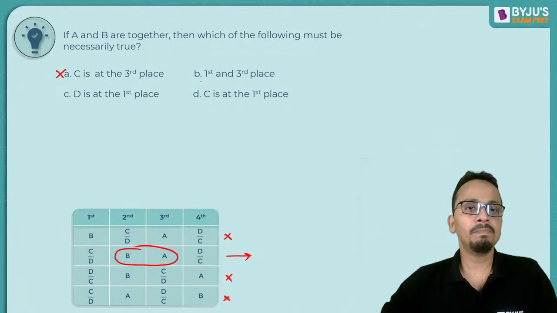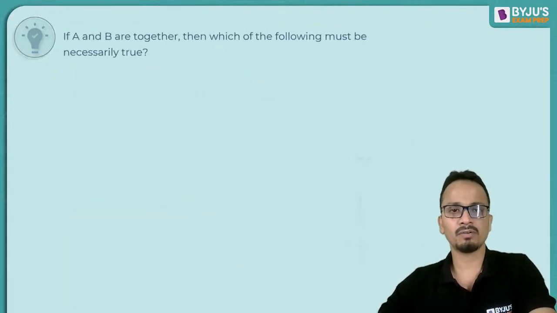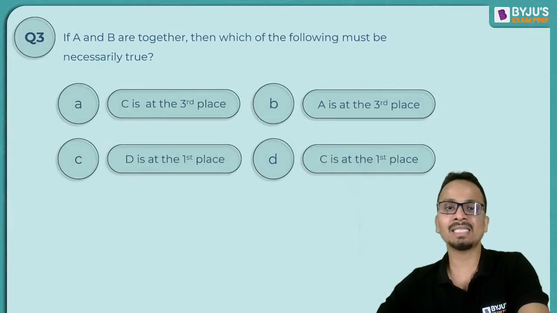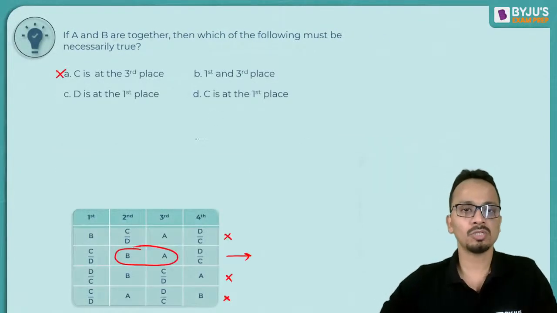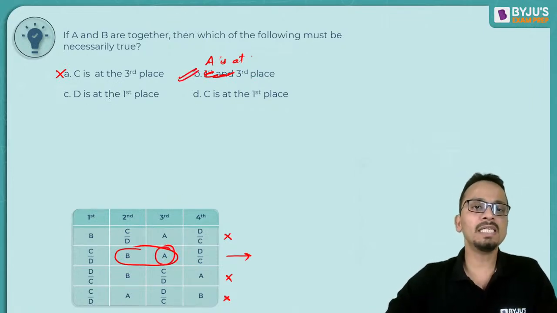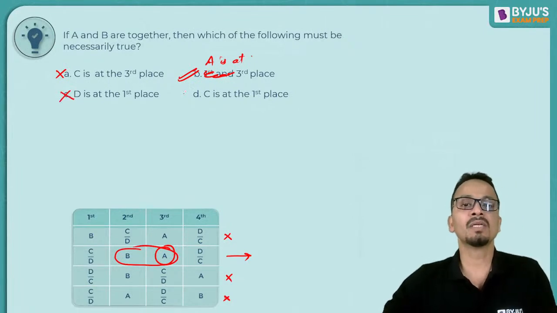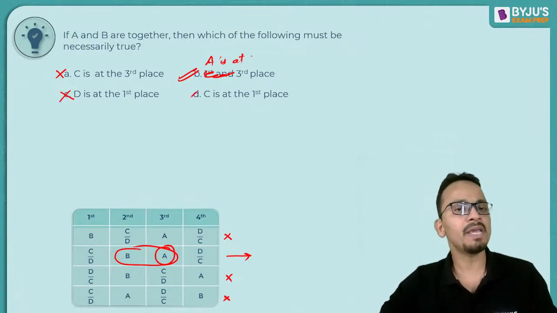Option B, first and third place. Okay, wait. Something seems wrong. I will have to check once. A is at the third place. So this option, A is at third place. Yes, this is absolutely correct. D is at first place. No, D may or may not be at the first place. C is at the first place. Again, C may or may not be.